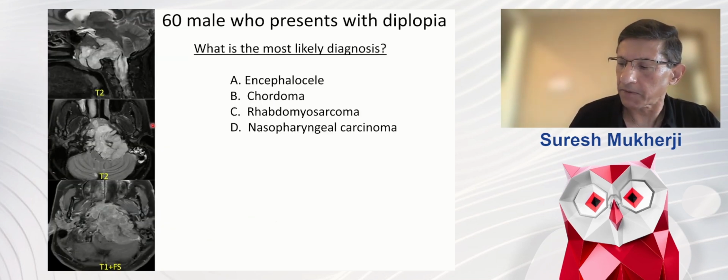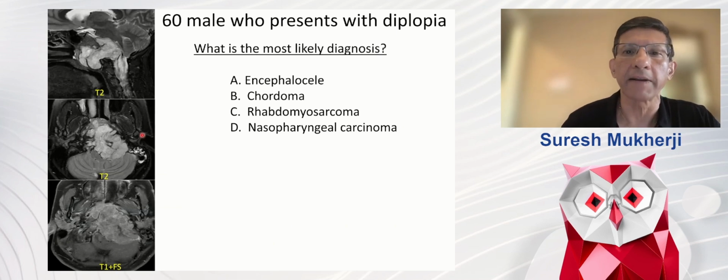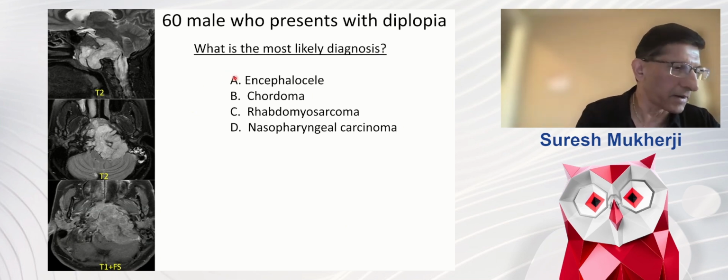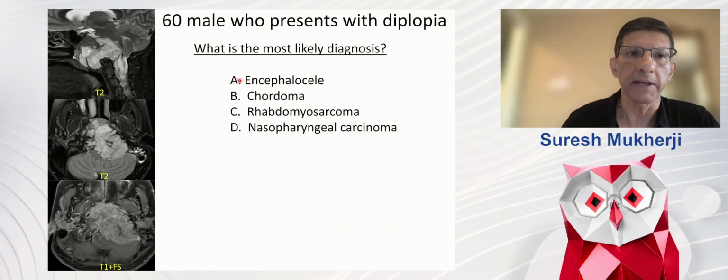So now let's go on to this one. We've spent a lot of time talking about nasopharyngeal carcinoma. What about this case? This is a 60-year-old male that presents with diplopia. What's the most likely diagnosis?